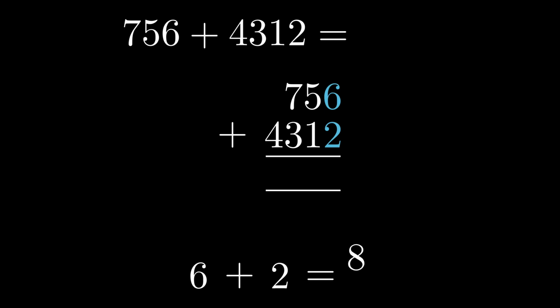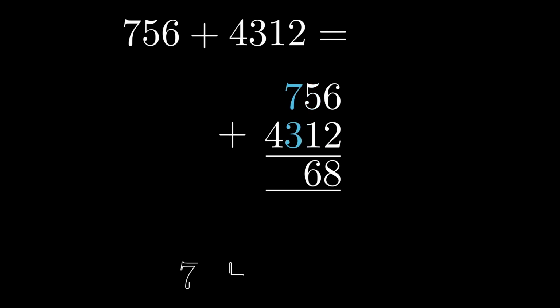So 6 plus 2 equals 8, and the 8 is popped in the units column. 5 plus 1 equals 6. And the 6 is popped in the tens column. 7 plus 3 equals 10. The 0 is popped in the hundreds column and the 1 is carried over.